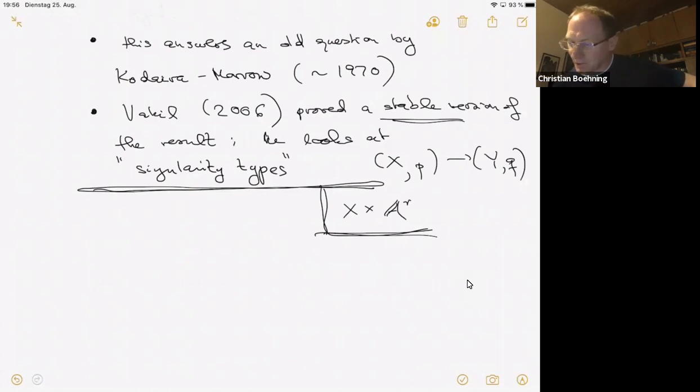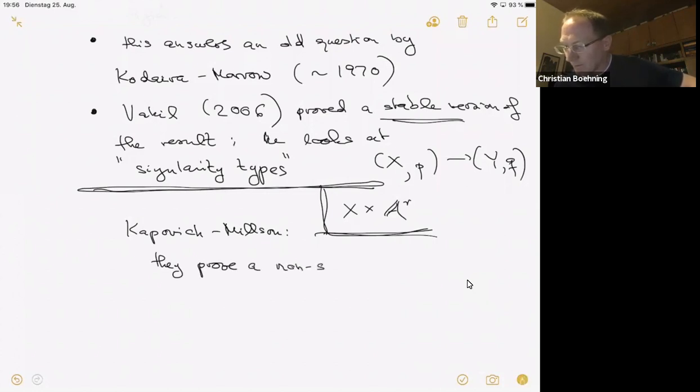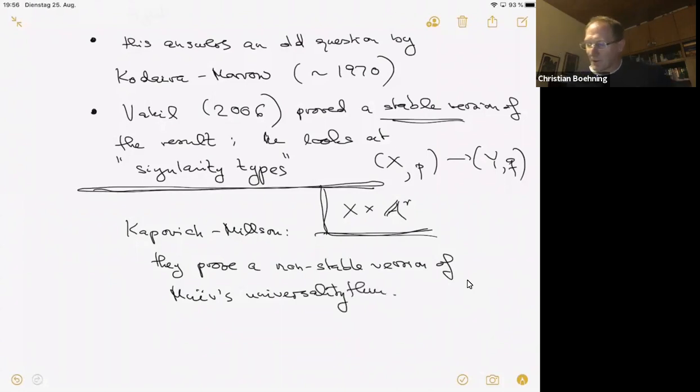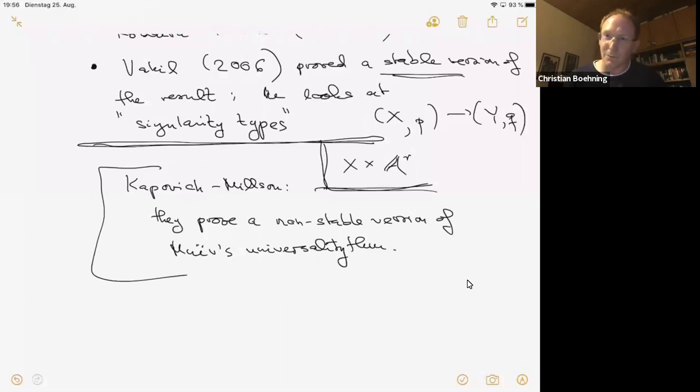That's Vakil. I should also mention maybe two names now that I talk a little bit about the history. There's Kapovich, there's an article by Kapovich and Millson. They prove a non-stable version of Mnëv's universality theorem in their article. So this looks rather promising, or you could think that then we only would have to use Kapovich and Millson's results. But that doesn't work either for us, because their notion of incidence scheme is slightly different from what we need.